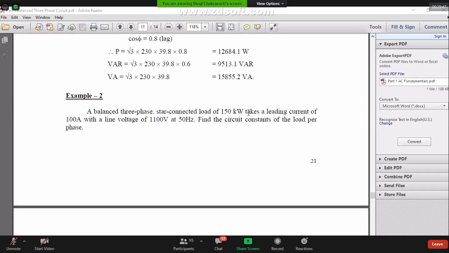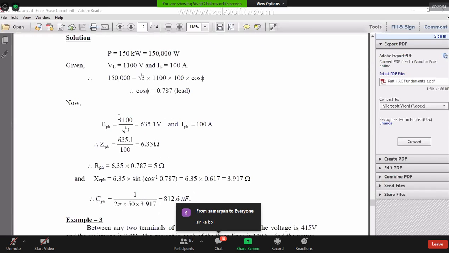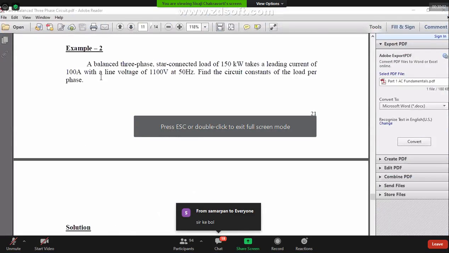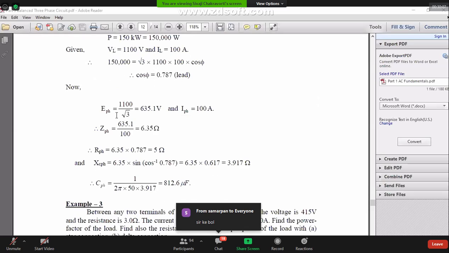Any other power, that means reactive power or apparent power, we always tell specifically that it is reactive power. When you say power, it means active power, that is watts. So it is 150 kilowatt, line voltage is given, line current is given. So I put the formula that power is equal to root 3 VL IL cos phi. So I get cos phi 0.787. And it is stated to be leading because it says takes a leading current of 100 ampere.